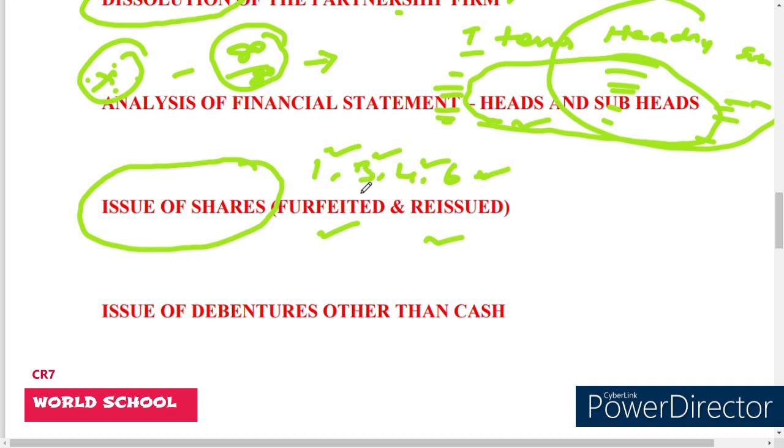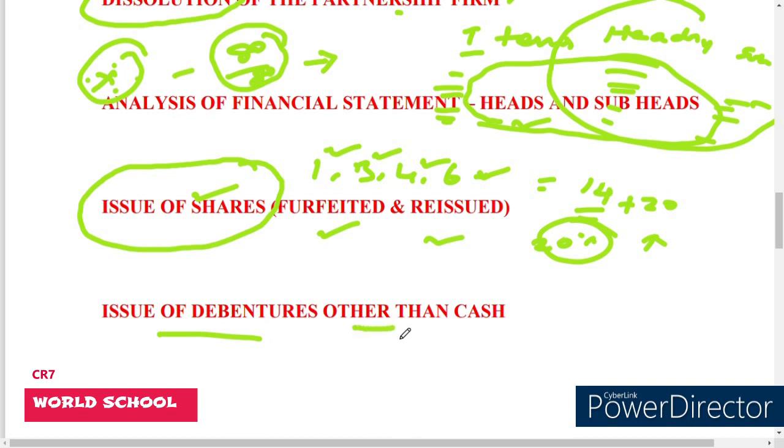So 10, 13, 14 marks. 14 marks without choices. With choices it will be around 20 marks. Just imagine, it is nearly 20% of the question paper, 20% and above. That much very important chapter it is, issue of shares. Based on this chapter only you are going to study the debentures. Just the term is changed. Here it is a debt instrument, only the term changed.